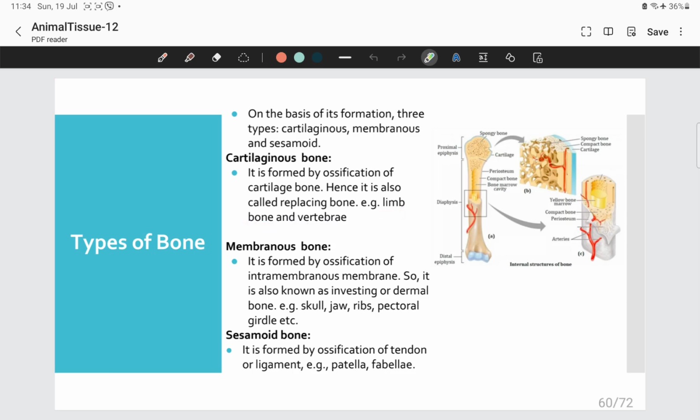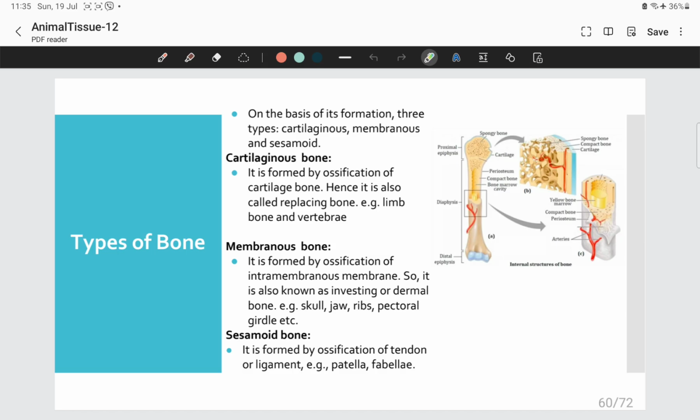In a newborn baby, those limb bones are made up of cartilage. Later on, that cartilage will be replaced by hard bone due to the deposition of minerals, and such bone is known as cartilage bone. Membranous bone is formed by ossification of intramembranous membrane, so it is also known as investing or dermal bone. It was a membranous structure, and later on it turns into bone by the deposition of minerals. Examples are skull, jaw, ribs, pectoral girdle, etc.